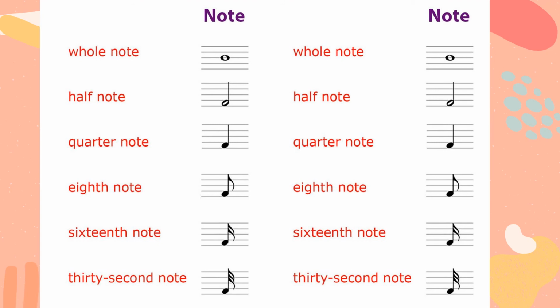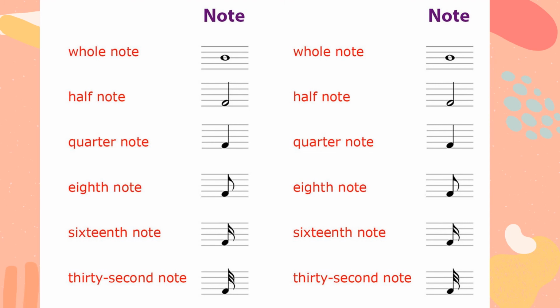It has a head note and a stem, but no flag or tail. Its head note is not shaded. Next, we have the quarter note. It is drawn the same as the half note, but the head note is shaded. Then, it is called the quarter note.